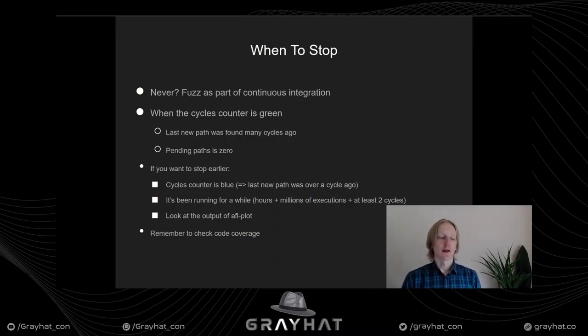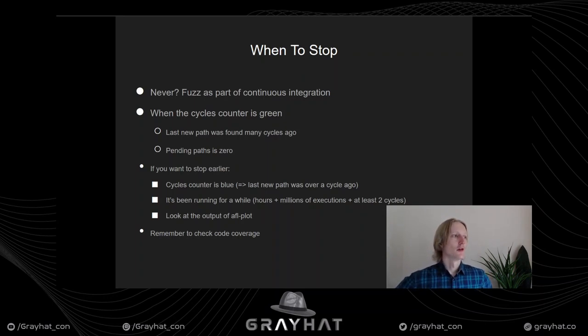Obviously, that's not always a realistic answer. And if you're in a different circumstance, like you're fuzzing someone else's software as part of a pen test or something, you need to decide you've finished at some point. So AFL has a built-in indicator that suggests you might be finished, and that's the cycles counter. When the last new path found was several cycles ago, and there's no pending path, AFL doesn't have anything on its to-do list, it'll turn that cycle counter green, and you can use that as a suggestion that maybe fuzzing isn't going to find anything else. It's certainly not always true. There are multiple cases of bugs being found months of fuzzing after those conditions hit, but it's an indicator that you can use.